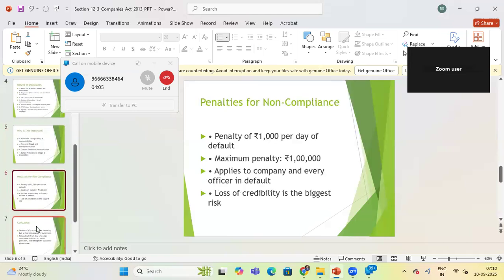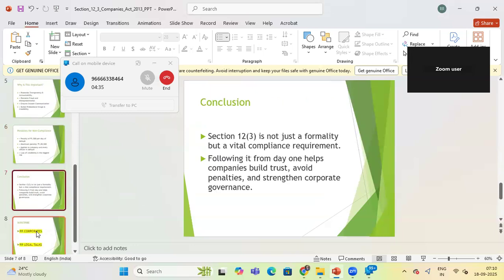What about the penalties for non-compliance? If a company fails to comply, it faces a penalty of 1,000 rupees for every day of default, up to a maximum of 1 lakh rupees. The penalty applies to both the company and every officer in default. So while the monetary penalty may not look huge, the real cost is reputational damage and being marked as a non-compliant company. So the conclusion is Section 12, subsection 3 may seem like a small compliance formality, but it is a fundamental safeguard for transparency in corporate India.